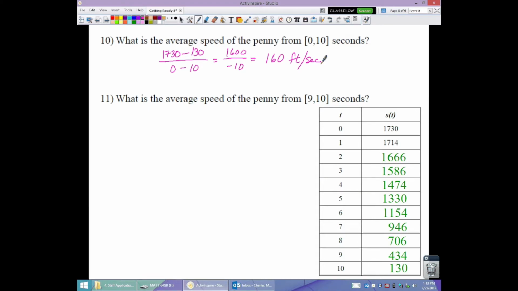On just the last second that we have in the table, from the 9th to 10th second, the average is much greater though. So 434 minus 130 over 9 minus 10, we get 304 over -1. So we would call that 304 feet per second. Remember, this is the average for the whole table. This is what it was at its fastest in that last second.